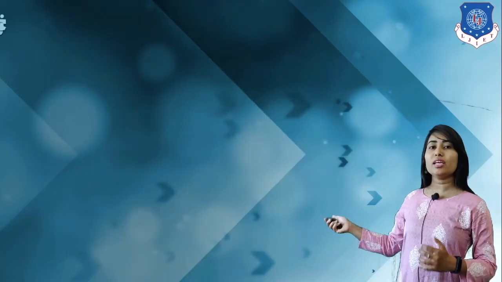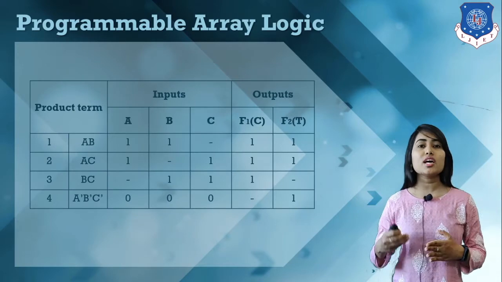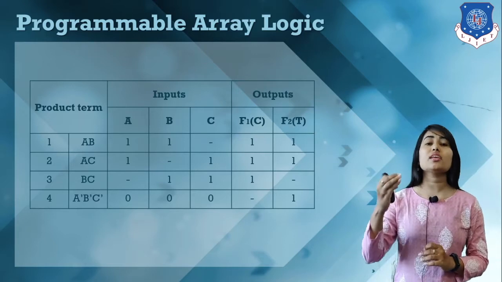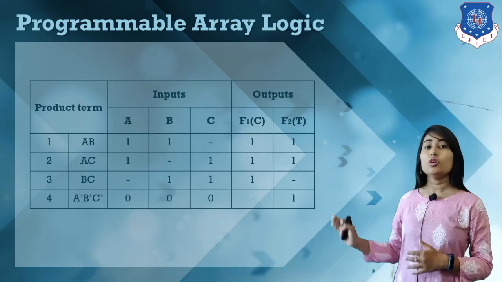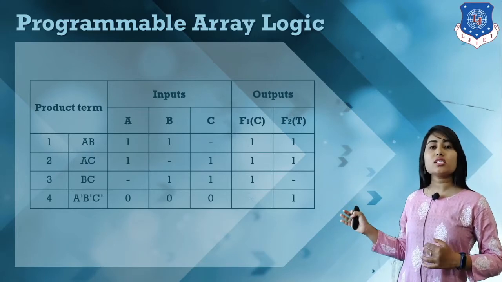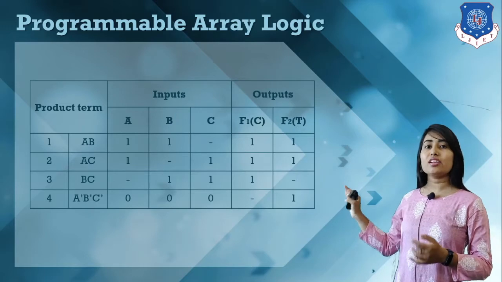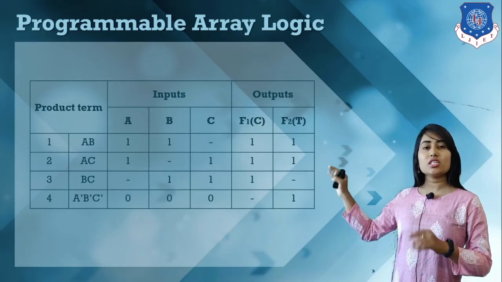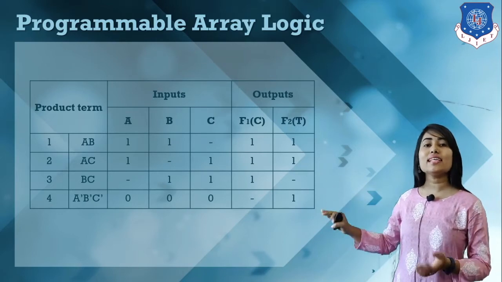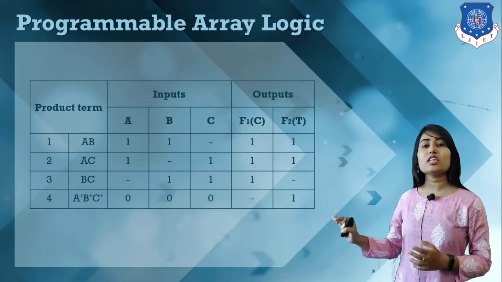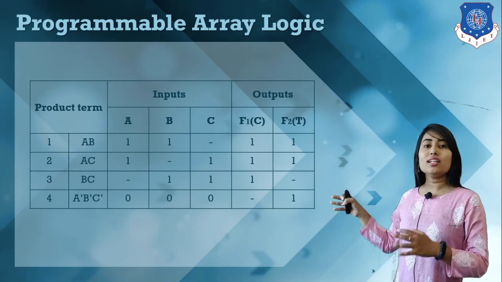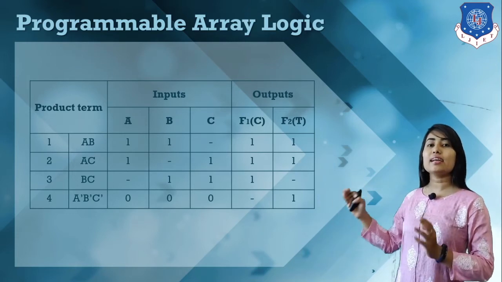Here we make a table to show which terms are included in F1, which terms are included in F2, and which functions are in complemented form and which are in normal form. Here we write all the terms: AB, AC, BC and A'B'C'. We mark the entries: for AB we connect A and B, for BC we connect B and C, for AC we connect A and C, and for A'B'C' we have A, B, C equal to 0, 0, 0. All these 4 product terms are connected to either F1 or F2.